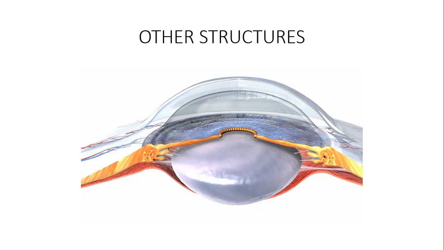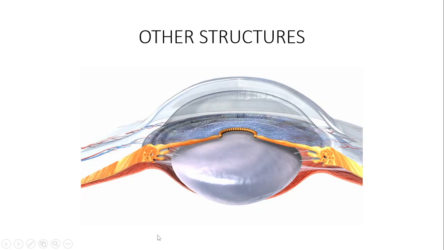So, the crystalline lens at birth weighs 90 milligrams, but in the adults, it weighs 255 milligrams. It measures 10 millimeters in diameter.